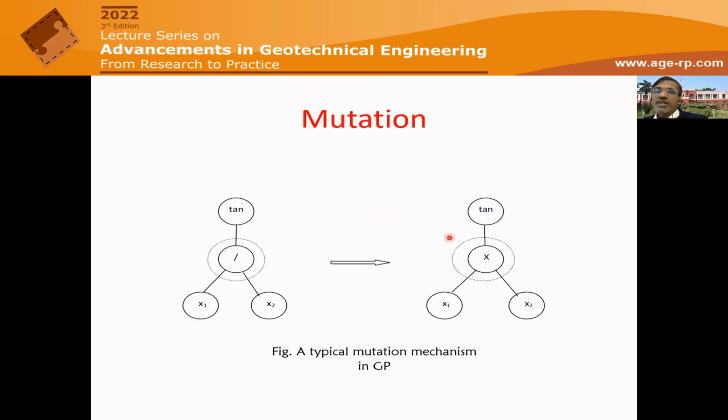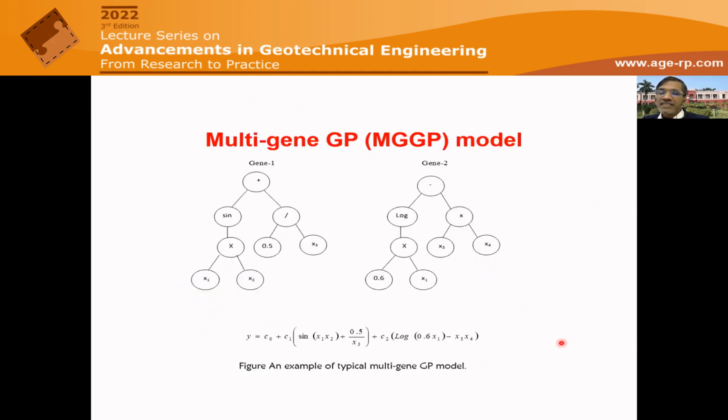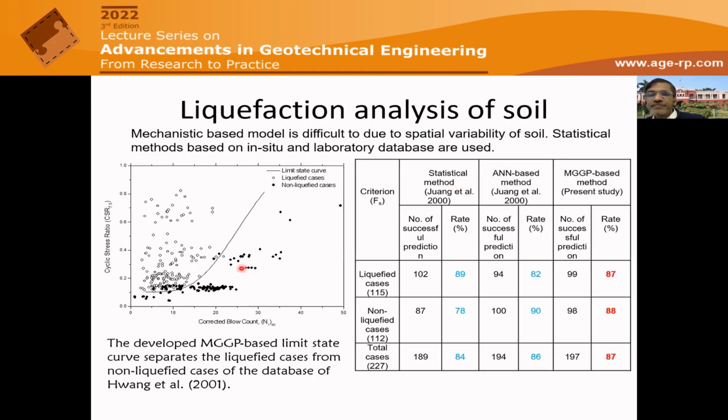Then here we can also do mutation. What is mutation? A small change. It was tan x1 by x2, and I can make it tan x1 into x2. If I mutate it, the division changes to multiplication and becomes tan x1 into x2. This is called mutation in mathematics. And then if I put in 2 genes, I can write it down as one expression. This is called multi-gene genetic programming. Using this multi-gene genetic programming, I'll show you some results that our students have obtained. Basically we want to find the limit state function, that expression which will differentiate liquefied and non-liquefied states.